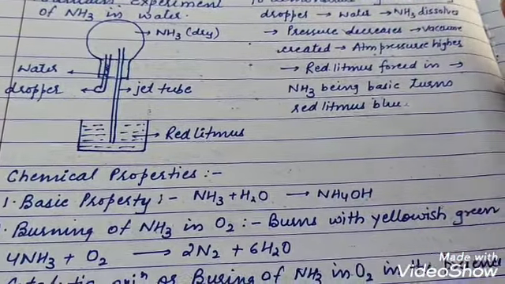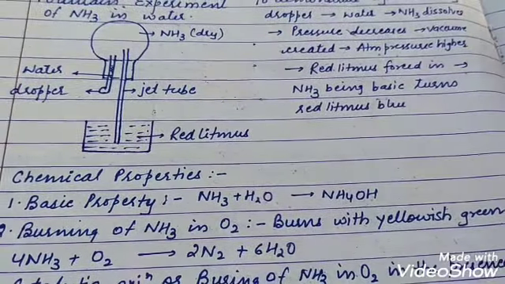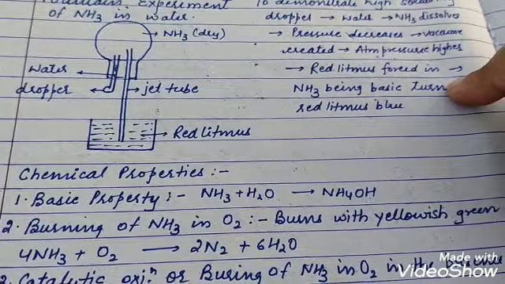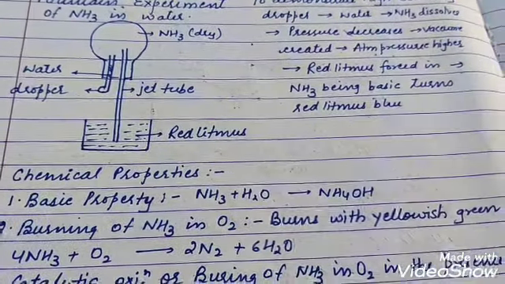NH4OH is basic. So what happened? Red litmus in a basic solution will turn blue. All right, I hope it is clear now.